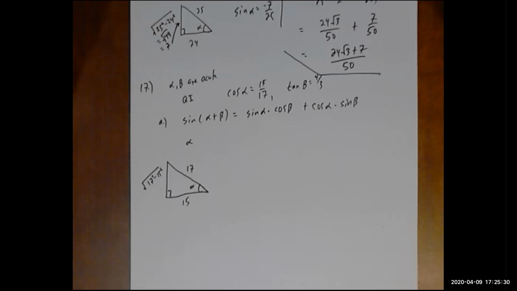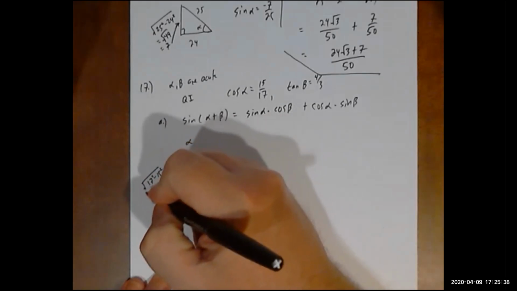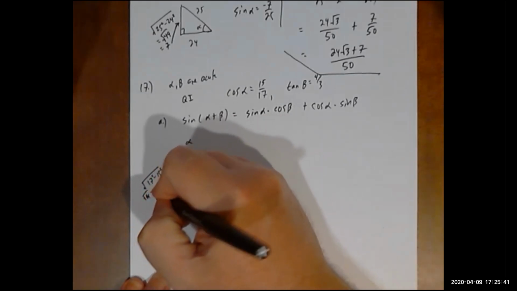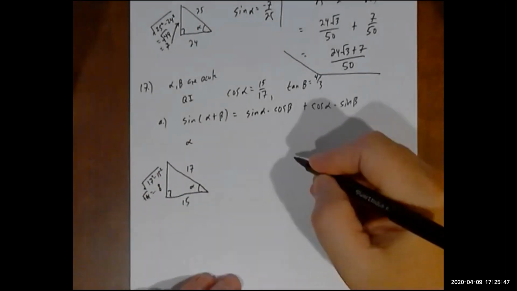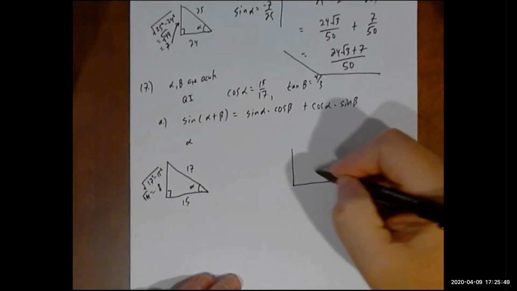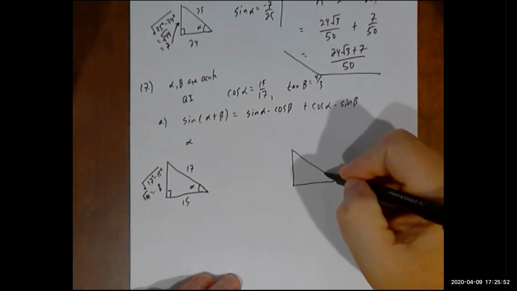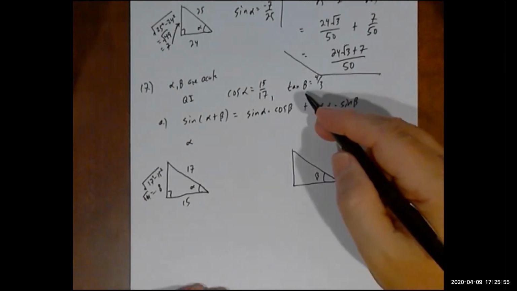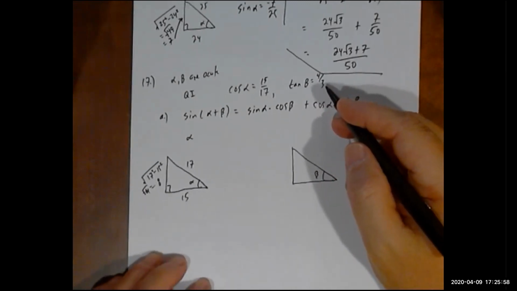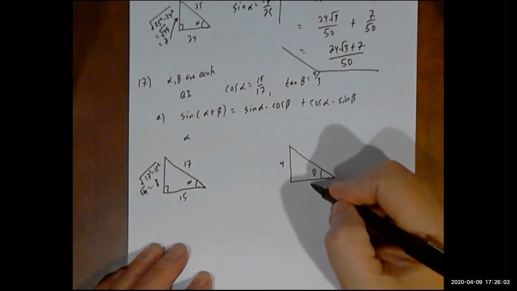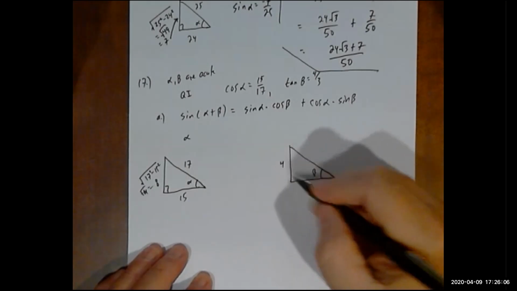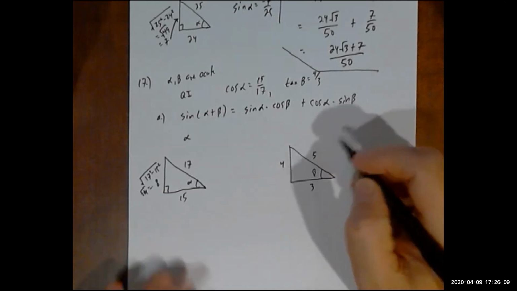$225. So 289 minus 225, 64, which is 8. So that side is 8. Let's go ahead and create a right triangle for beta. Tangent of beta is 4/3. Tangent is TOA, right? Opposite over adjacent. Opposite is 4, adjacent is 3. Now, if I use Pythagoras on this, that was pretty easy. Hypotenuse is 5.